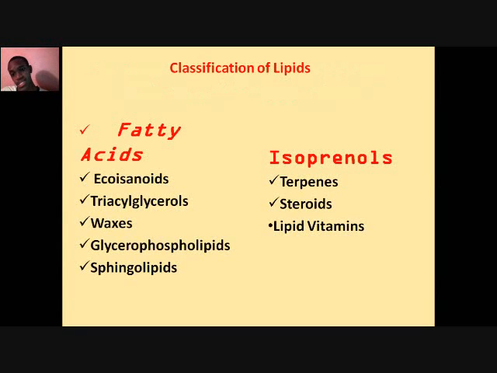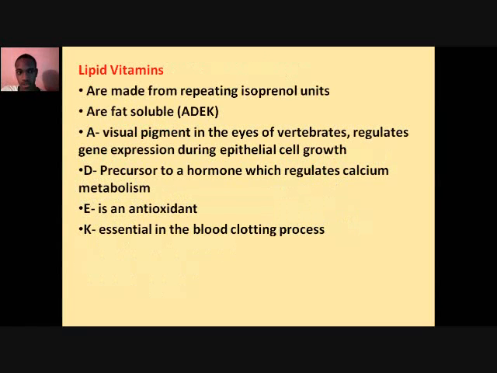We're done with terpenes, we're done with steroids. Time to move on to lipid vitamins. Now lipid vitamins are made from repeating isoprenol units once more. They are the fat-soluble vitamins A, D, E, and K.